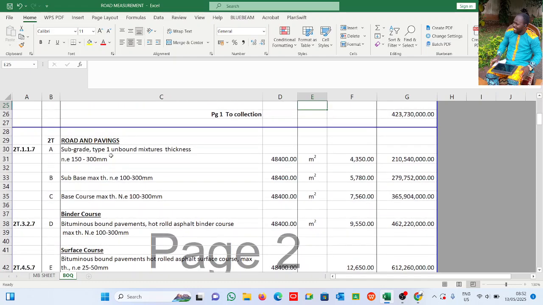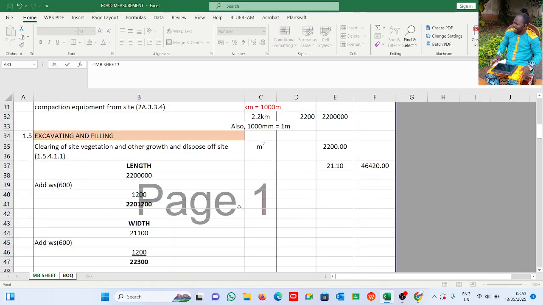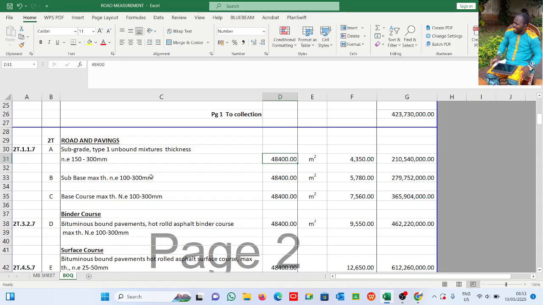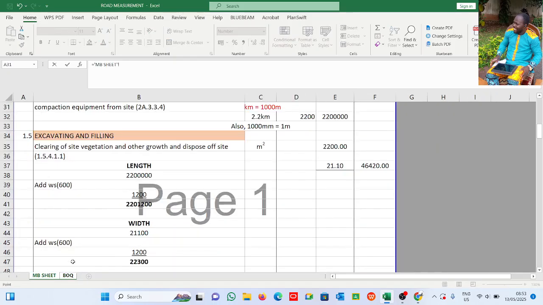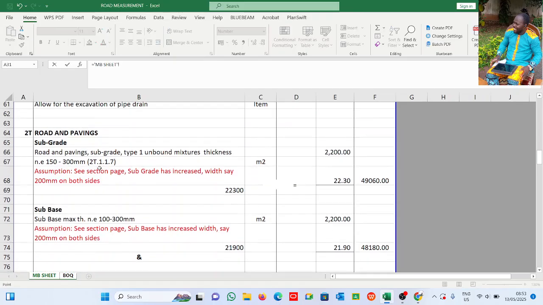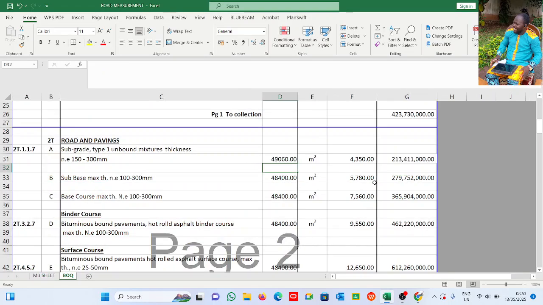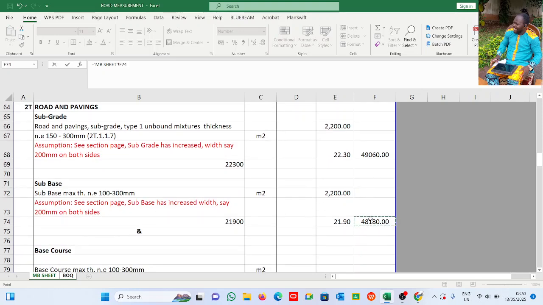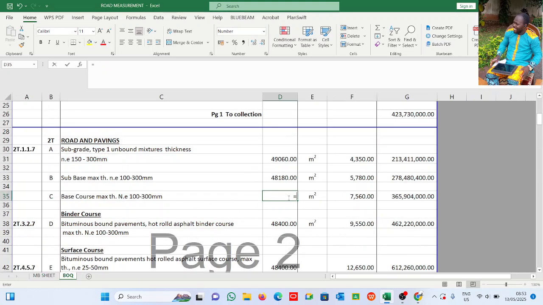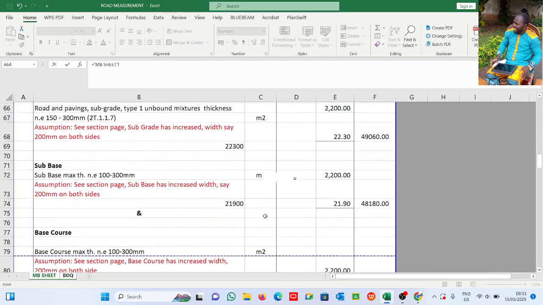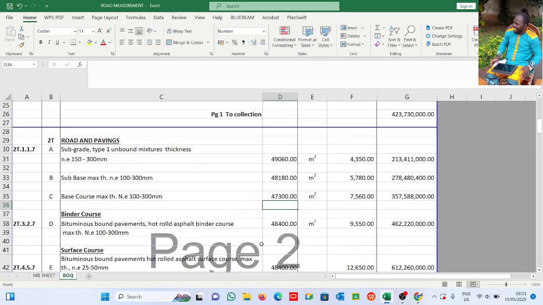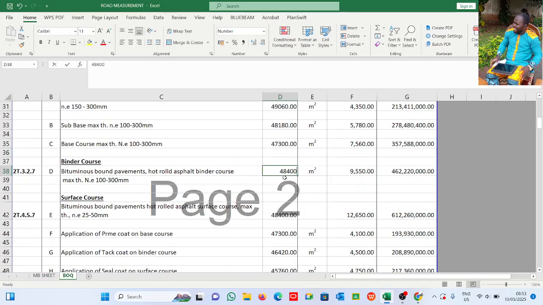Now, road pavings proper. With the subgrade, if you remember unbound mixtures, this is the quantity. Let me link it. Sub base, let me link it. That is subgrade. Okay, this is the proper. Then this is the sub base. It's not linked. Let me link it. It will be easier that way. Then the base course also. Let me link the base course. Better. Then which other one is there? The binder course.